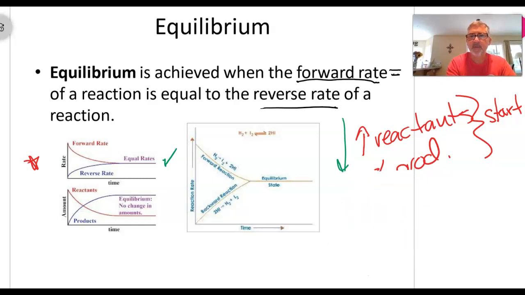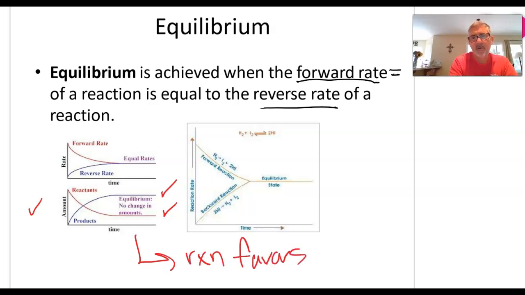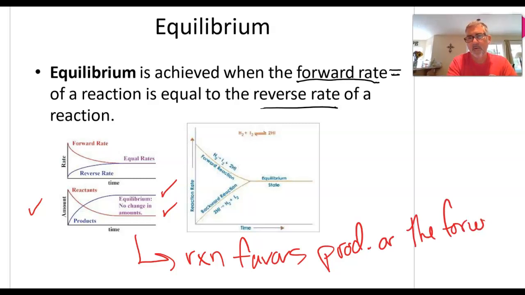So another way to look at that is this graph right here: amount of reactants, amount of products. At the beginning we have a lot of reactants. At the end, when we have equilibrium, you really have no relative change in the amount of reactants and products. But if you look at this reaction right here, that's favored over that. So for this one, you could say that the reaction favors products, or the forward reaction, because there's more products in the end than reactants.